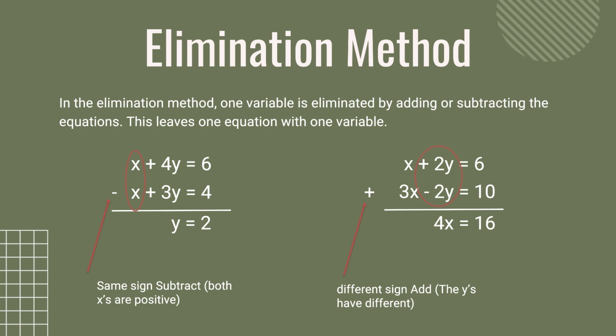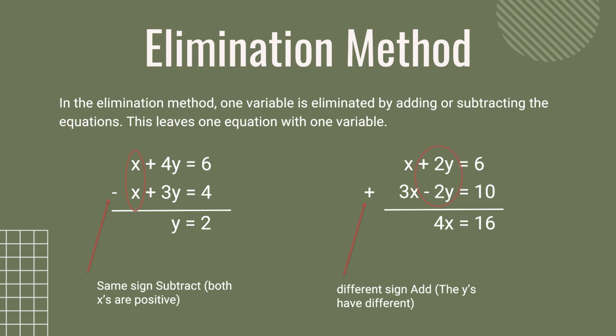And then in our other one, x + 2y = 6, and 3x - 2y = 10. The different signs mean we add, because we're getting it to 0. Because we have x and x, the way we get to 0 is minusing the x. But we have 2y and -2y, so we've got to add. So we do x + 3x = 6 + 10, giving us 4x = 16. And then we can simplify that down to x = 4.